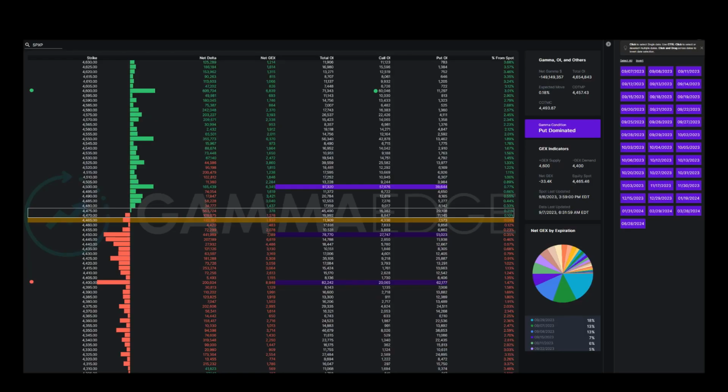This is the SPX PM settled, all expiries turned on. Again, quickly and systematically go through the chart. First, notice that we are put dominated. That means we are put dominated above and below spot price, very easy to see with the red net deltas there. Spot price is denoted by the yellow bar.